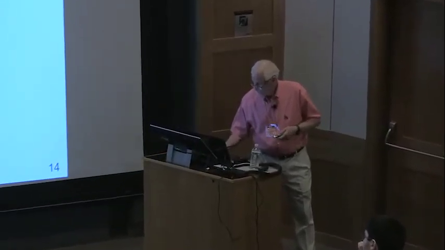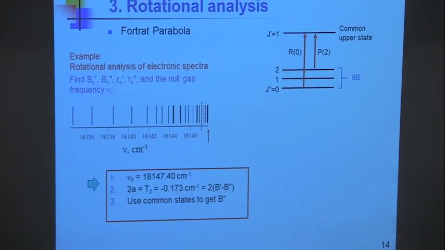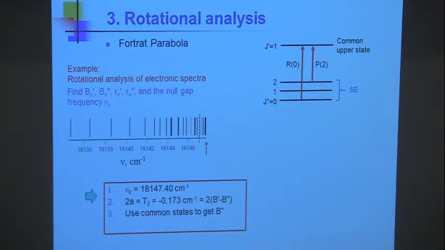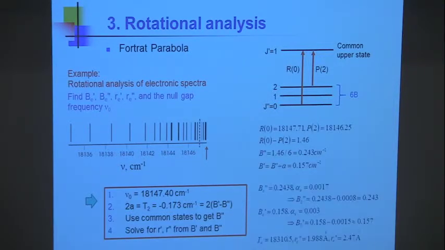So anyway, you can figure out from this picture everything you need to know about this molecule if you were confronted with having to interpret the spectrum. You can also use this method. Once you've identified the lines, you can use this principle of common upper states. I would take the P2 line and the R0 line, and that spacing right here is 6B. Just determined B double prime. Same thing for the lower states.